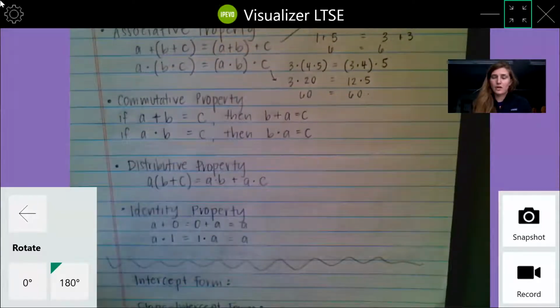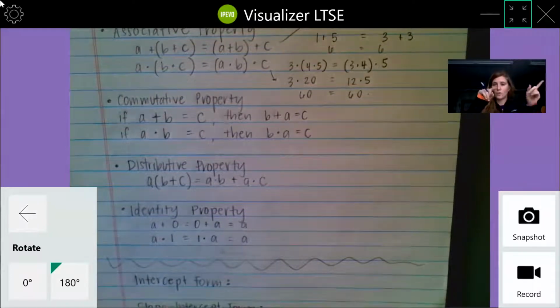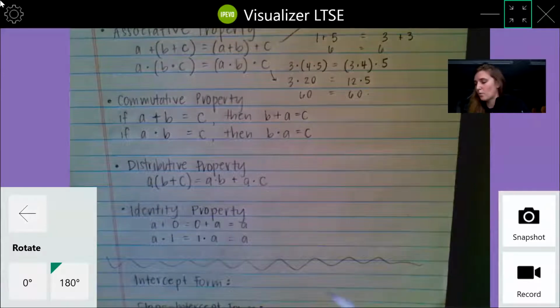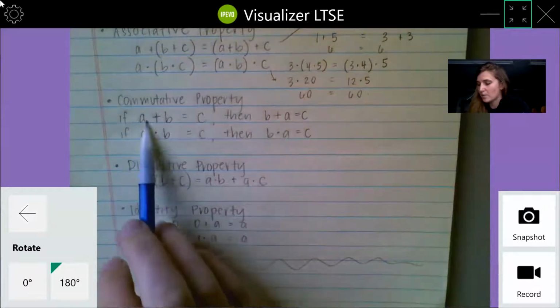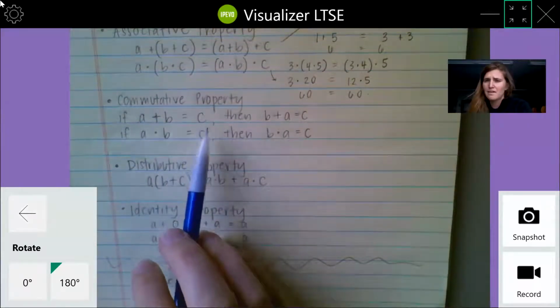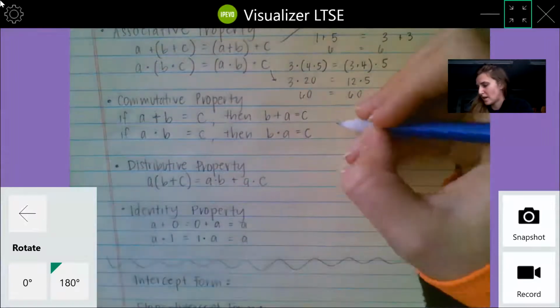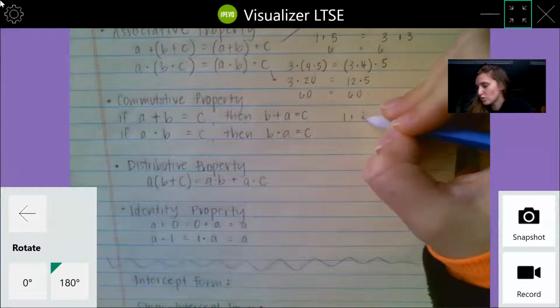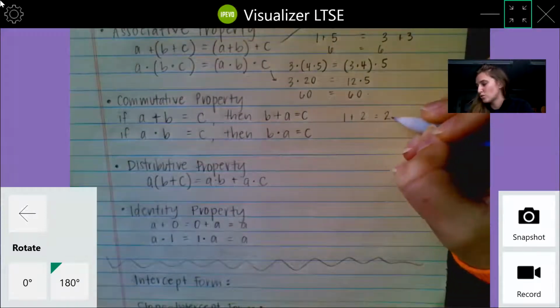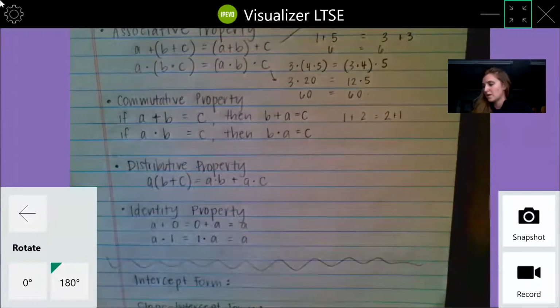Now let's look at the commutative property. So commutative, you can think about the word commute, which means to move around. So what this is saying is that if A plus B is equal to C, then also B plus A is equal to C. So that's just saying that 1 plus 2 is the same thing as 2 plus 1. They're both equal to 3.